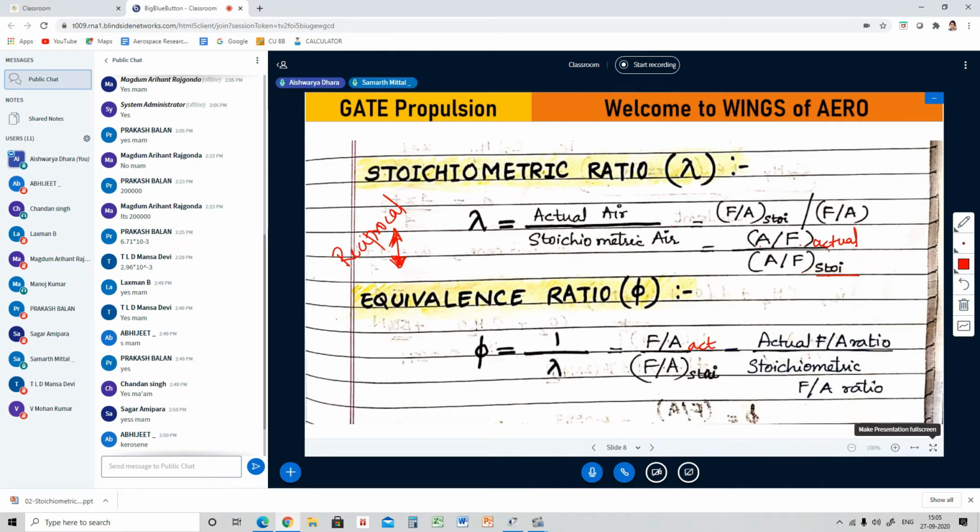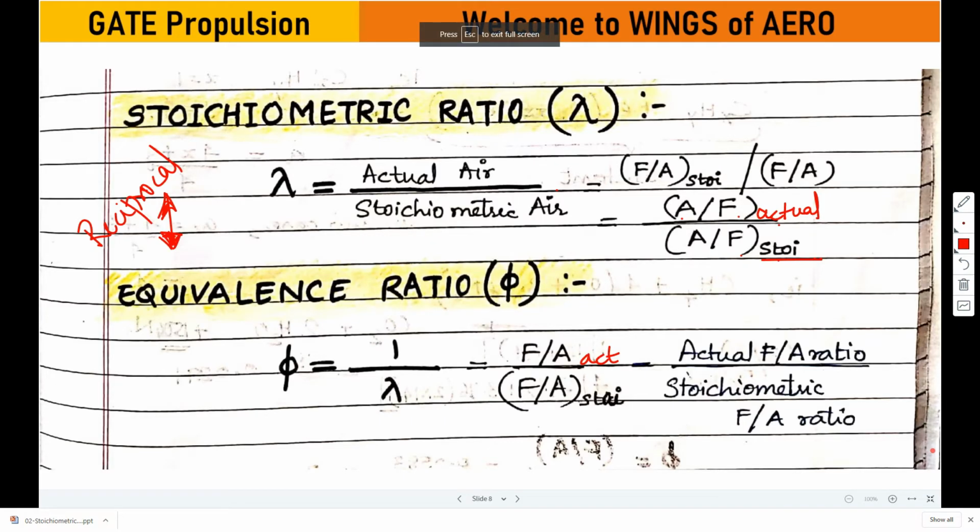Ma'am, we just have to remember lambda because phi is the inverse of lambda, so we don't have to remember both formulas. Yes, that's good. Now how do we remember whether it is a fuel to air ratio or an air to fuel ratio? That might be confusing.